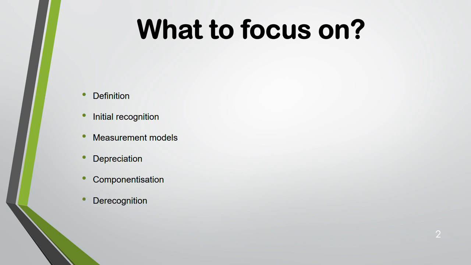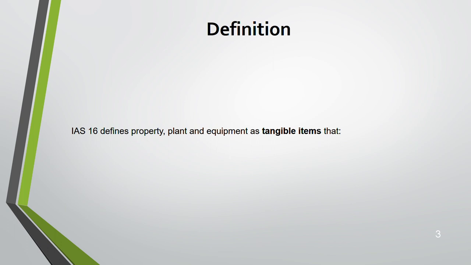Then derecognition. The way you recognize it, you should also understand when to derecognize. This is in any standard. Okay, when do you derecognize it? Then finally, we are going to conclude with disclosure. What do you disclose about non-current asset? So let's start with the definition of property, plant and equipment. I have highlighted it in bold for you so that you never forget. Property, plant and equipment are your tangible items. What is tangible item? Tangible means anything that you can touch, that you can see.